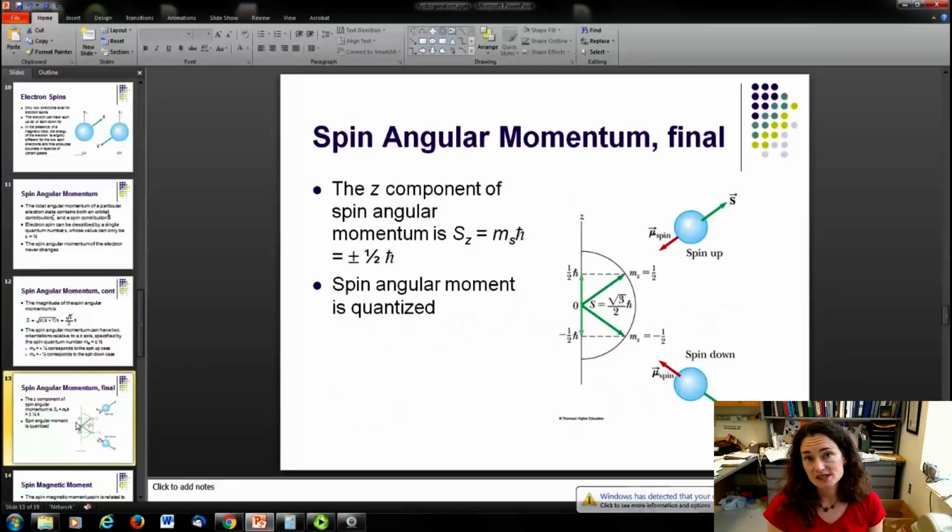And of course, the z component of the spin angular momentum is m sub s times h bar. This is equivalent to Lz equals m sub l times h bar. Okay, same kind of idea. And that puts the magnitude of the z component of the spin angular momentum as plus or minus h bar over 2, depending on whether the spin is up or down. Okay, so spin angular momentum is quantized, just like orbital angular momentum is quantized. This is quantum, everything is quantized, okay? Hence the name.